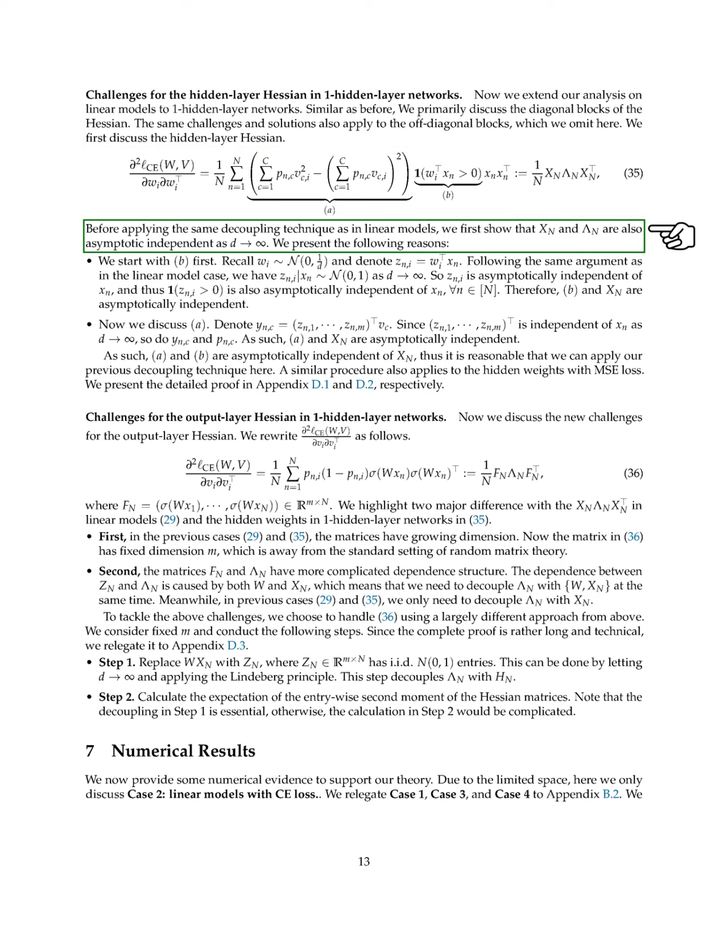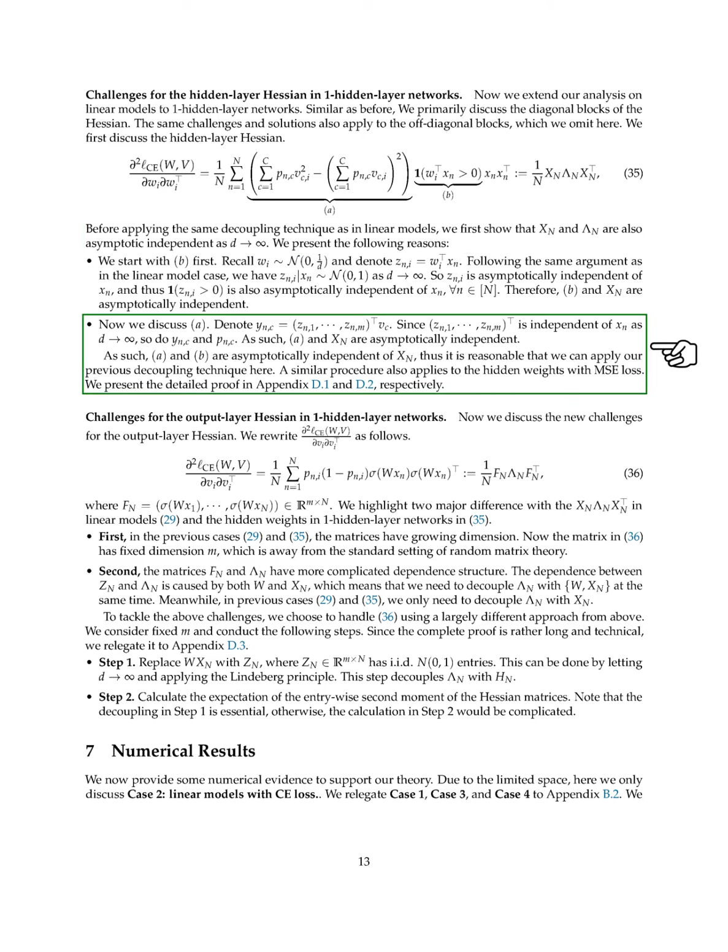Before using the decoupling technique from linear models, we demonstrate that certain components are asymptotically independent. Specifically, we start with one component and recall another, denoting a third. Following the same reasoning as in linear models, we find that one component is asymptotically independent of another, leading us to conclude that two components are also asymptotically independent. This means we can apply our previous decoupling technique here as well. A similar approach applies to the hidden weights with mean squared error loss, and we provide detailed proofs in the appendix.